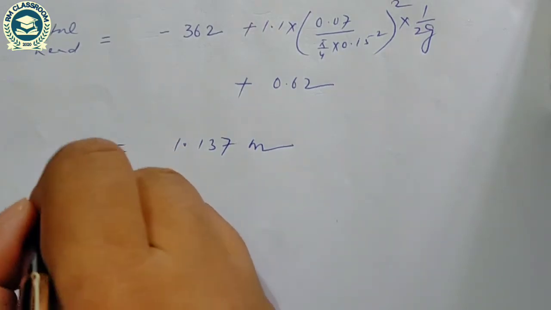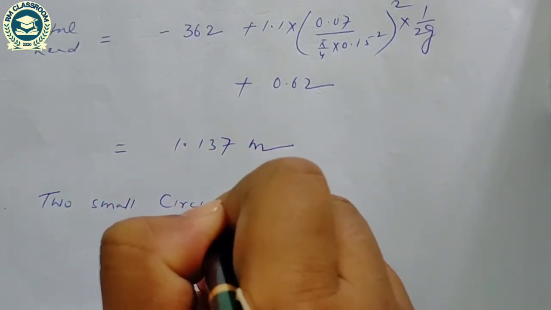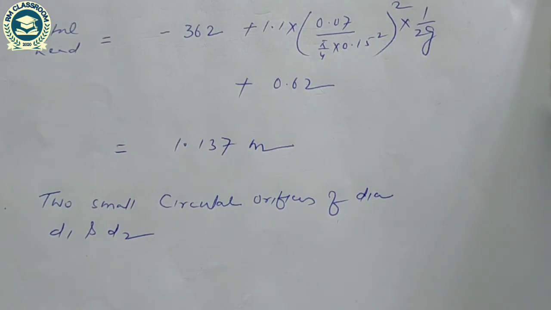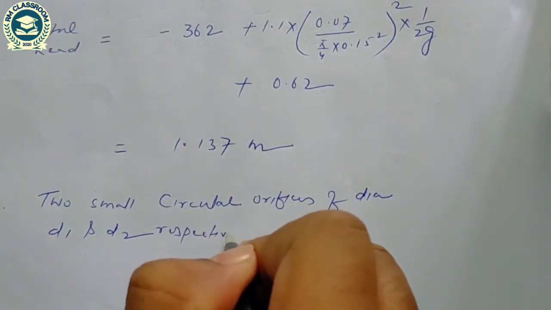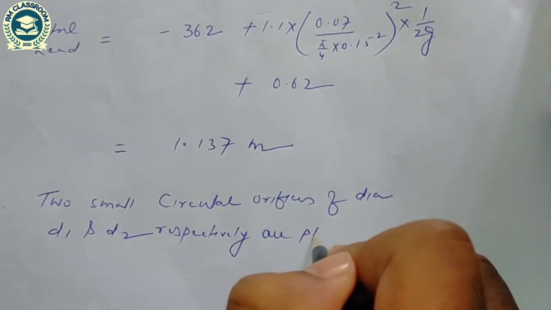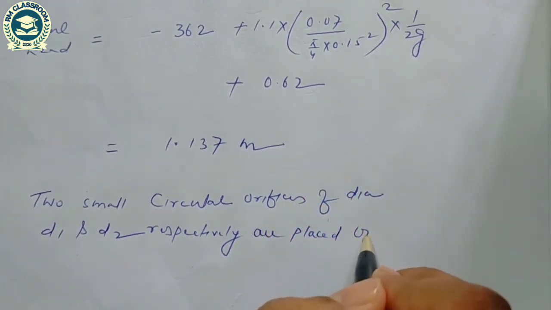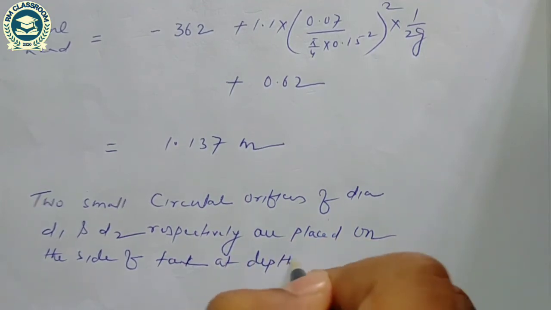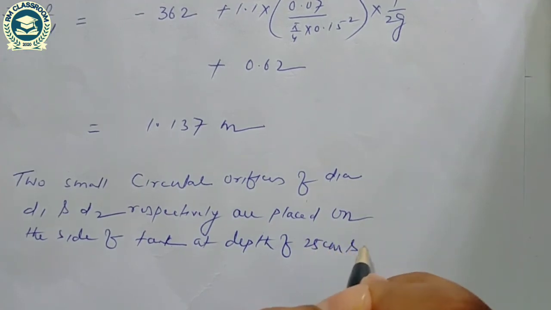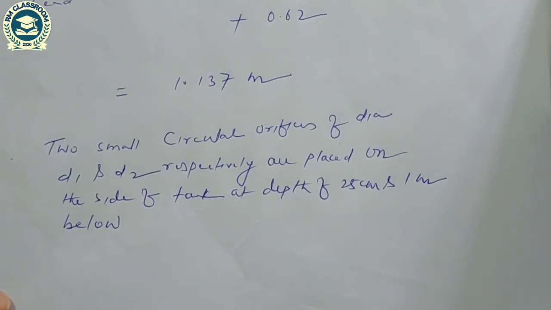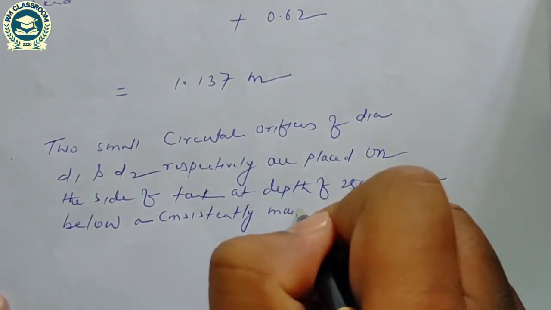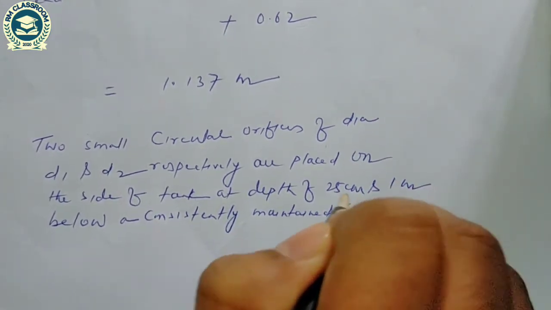Another question. Two small circular orifices of diameter D1 and D2 respectively are placed on the side of a tank at depth of 25 centimeter and 1 meter below a consistently maintained surface of water.